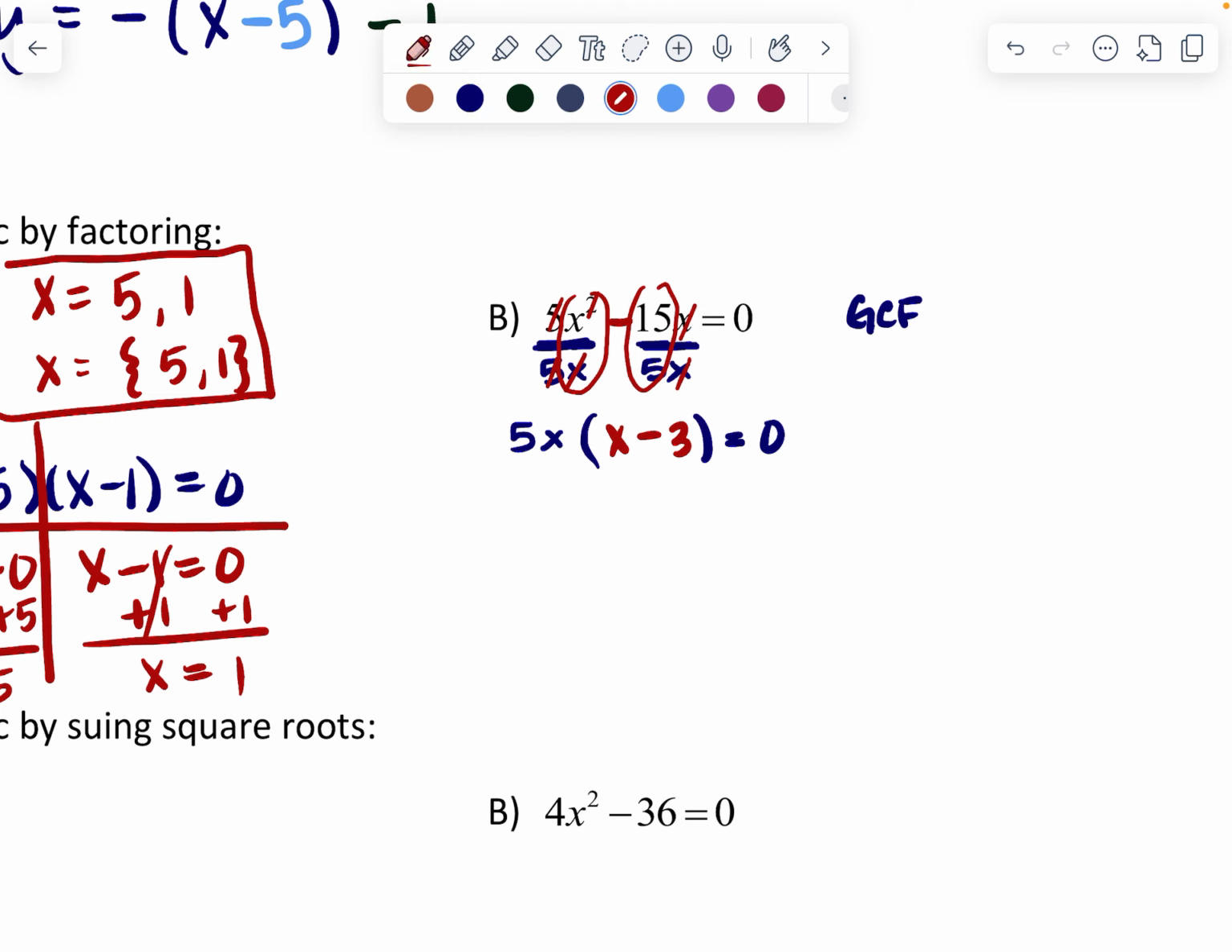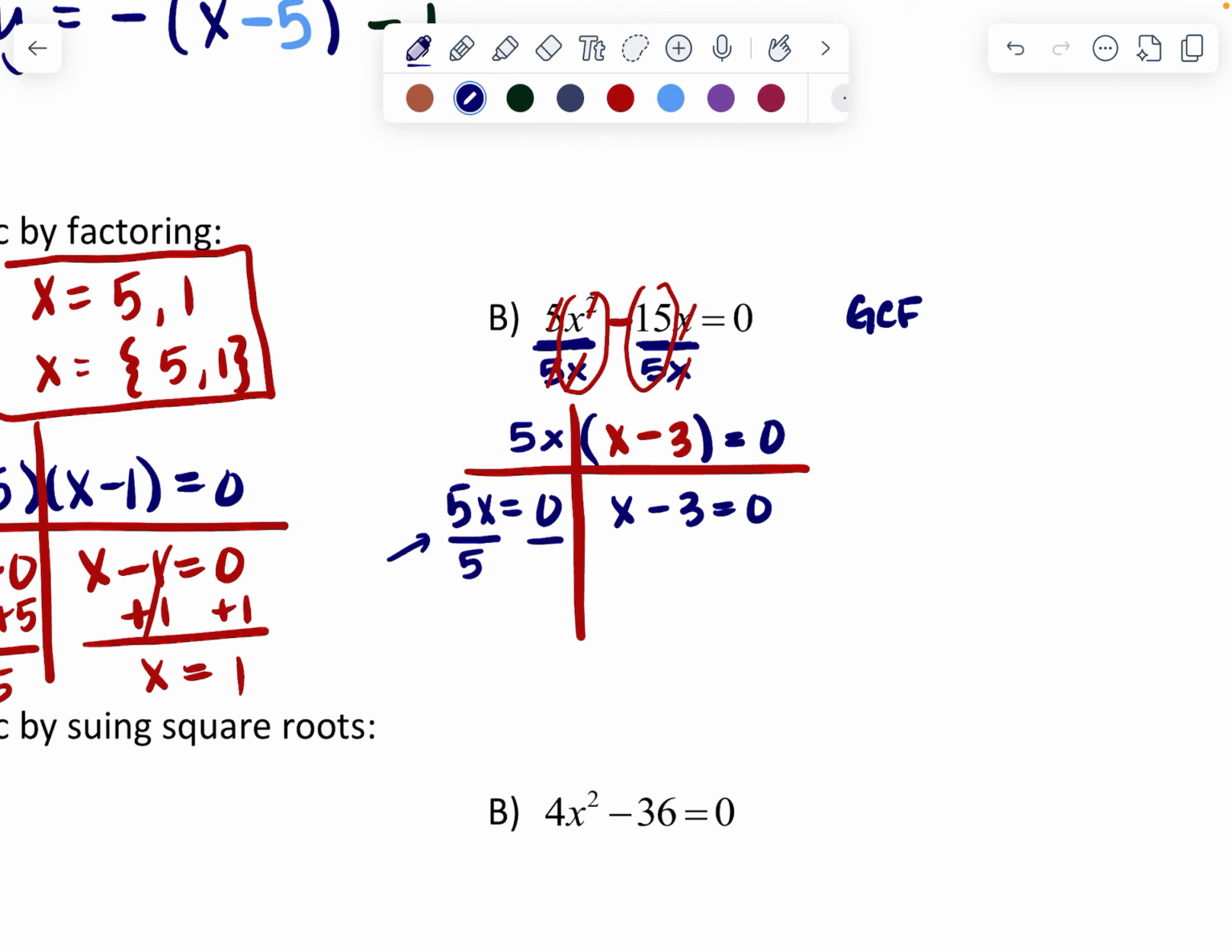Step number 2, just like we did on part A, we're going to split this and set each factor equal to 0. So you're going to get 5x equals 0, and x minus 3 equals 0. Now, how do you solve this? It's kind of weird, right? To get rid of the 5, because it's being multiplied, I'm going to divide, do the opposite. And then I know that 0 divided by any number equals 0. A lot of people think that can't be an answer.